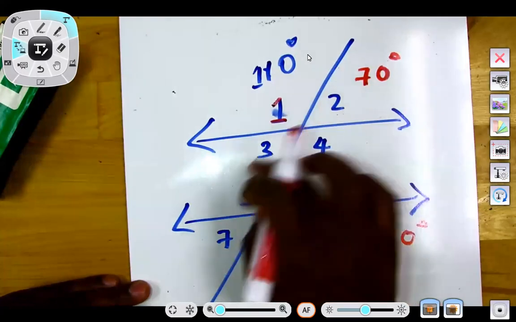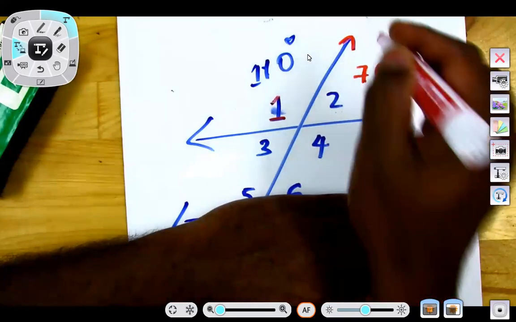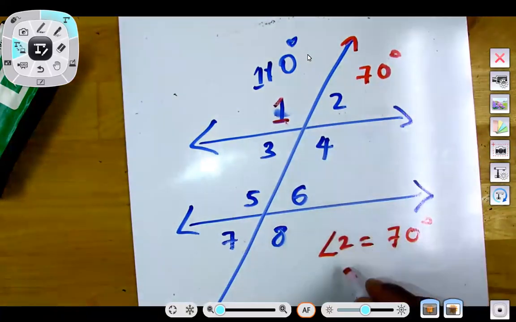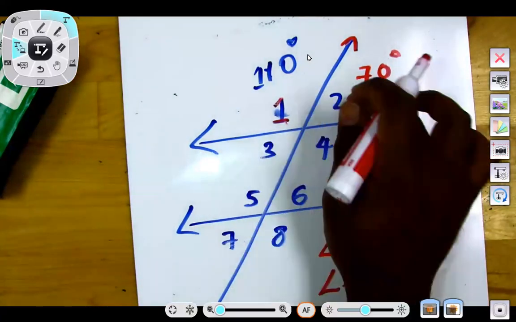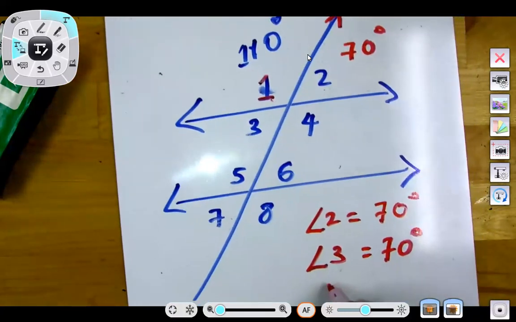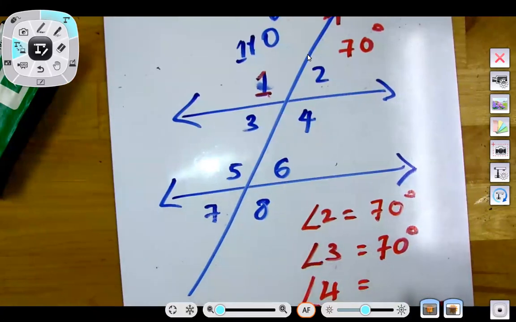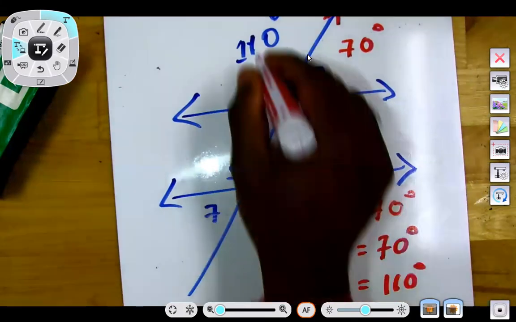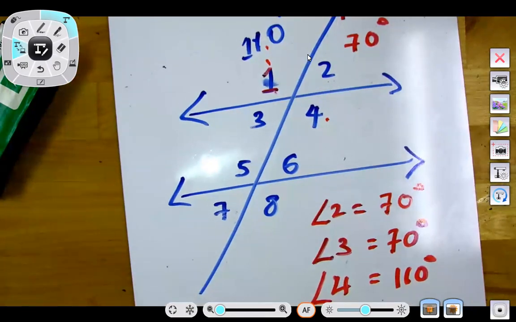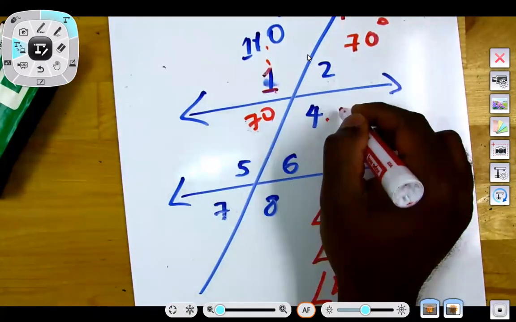Now, these two are what? Forget about this line. Think about these two lines. They are intersecting, so these are forming vertical angles. So now I can say angle 3, because these two are vertical angles, is equal to 70 degrees. Also, I can say angle 4 is equal to what? 110 degrees. You know why? These two are vertical angles.